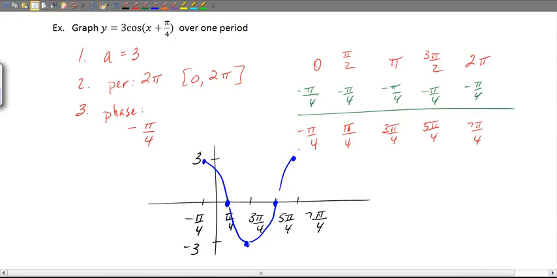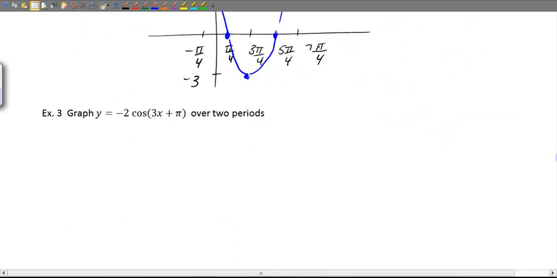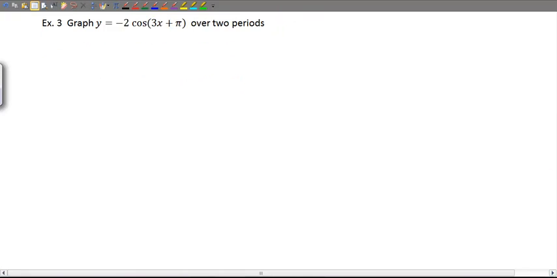That doesn't take very long at all when we identify the individual parts and break it down by translation. Let's look at one more together. This time, we have a little bit more going on. For this graph, I'm going to graph negative 2 cosine of 3x plus pi, and I'm going to do this over 2 periods. So let's start identifying what we know.